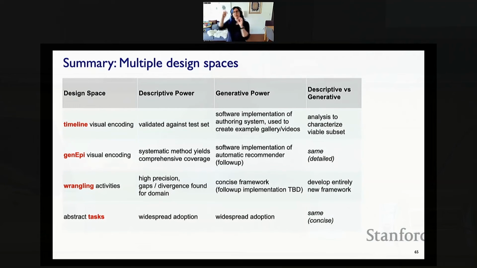Now, what I think is interesting is thinking about the descriptive versus the generative power. So in the timelines, we used analysis to characterize a subset to give us more generative power. And with GenEpi, we used exactly the same ones. We didn't have this distinction, and it was a very detailed, fine-grained one. Whereas with the wrangling paper, we didn't take a subset. We actually developed something completely new to get generative power. And with the abstract tasks, again, it was the same, but a very concise one. So we had generative power in mind from the beginning as we thought about those. So these are different approaches, and we really focused much more on evaluative power only in that last one.